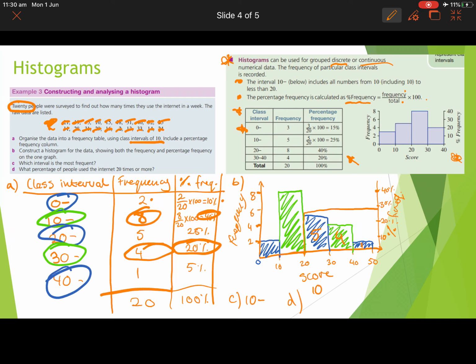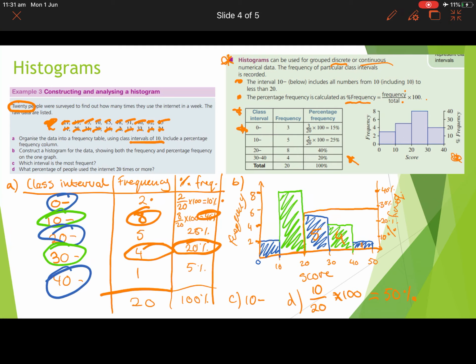Okay, to find the percentage, you divide it by how many in total, and you times by 100 to turn it into a percentage. Okay, so you should get 50% of people use the internet 20 times or more in a week.